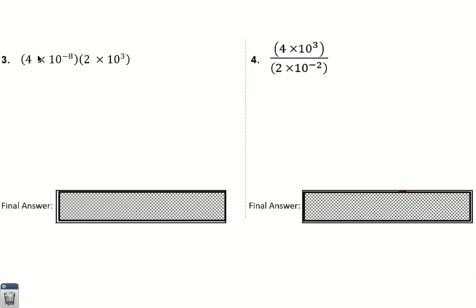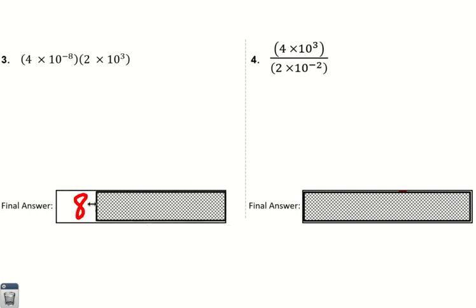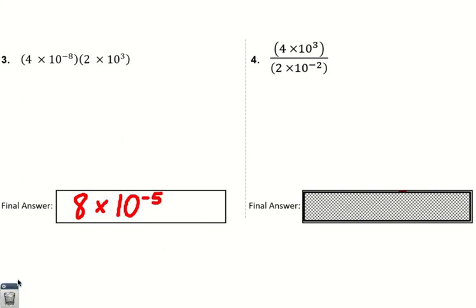Same old stuff right here. This is multiplying this number times this number. So 4 times 2 gets you 8. And then when you add the powers, maybe even on your calculator, negative 8 plus 3 is negative 5. And that would be your final answer.